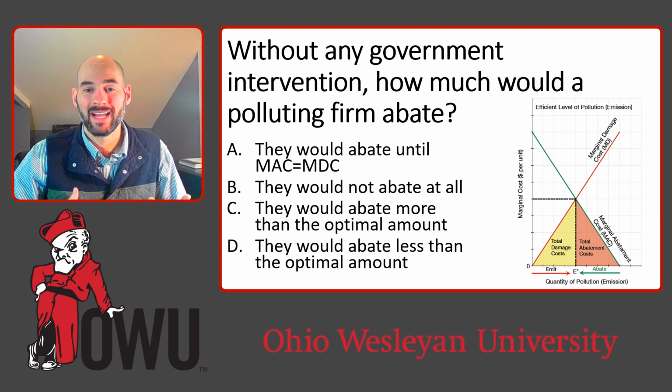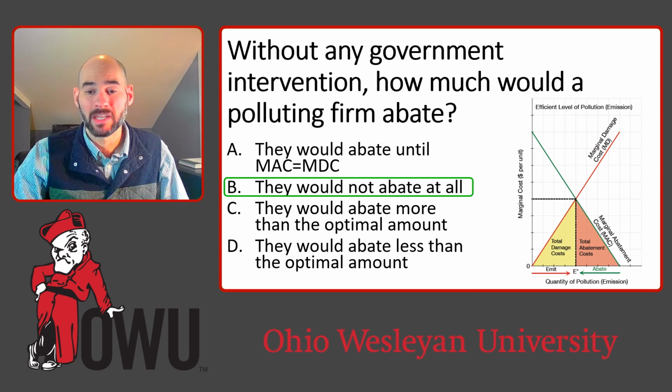And so, just to think about how much they would actually abate if there was no government intervention, would they choose to have that optimal level of pollution, or would they abate more than the optimal amount or less than the optimal amount? And the answer here, as you could probably guess, is B. They would choose not to abate at all because that doesn't impact their profit maximizing production decisions.